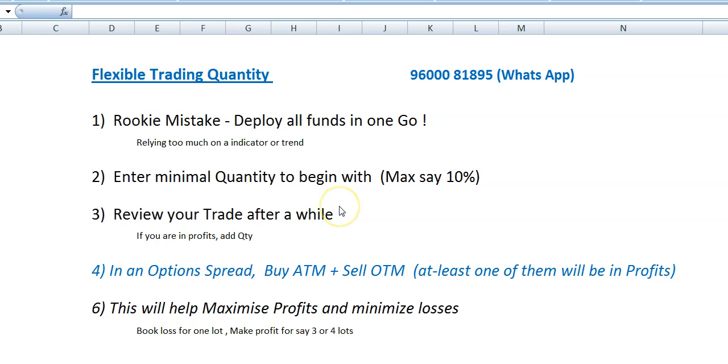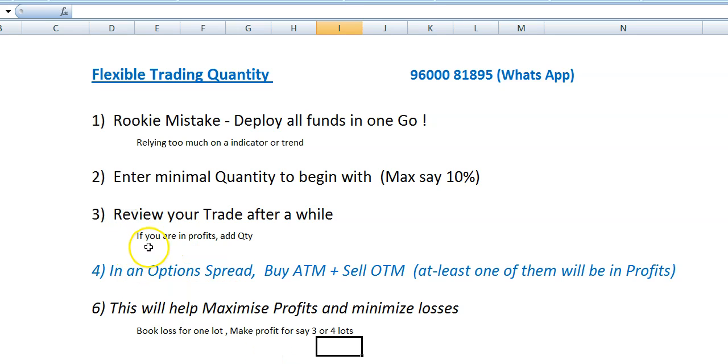This way, you're being very flexible with your trading quantity. You're not throwing all the money at the start of the trade. And the best part is you get to review your own trade after a while, right?